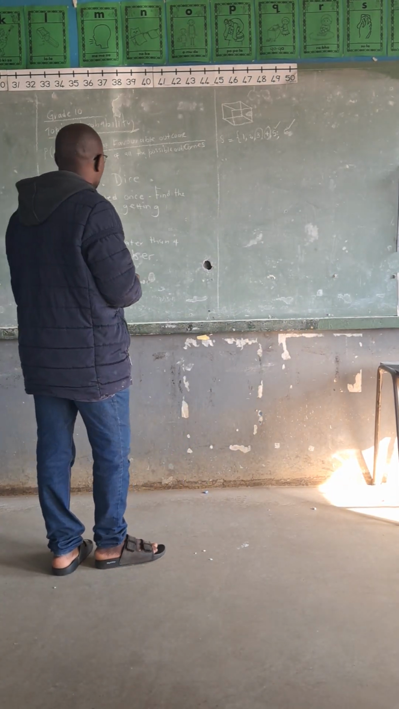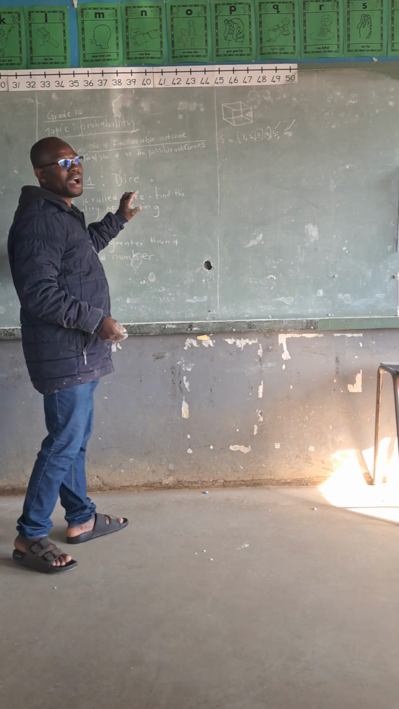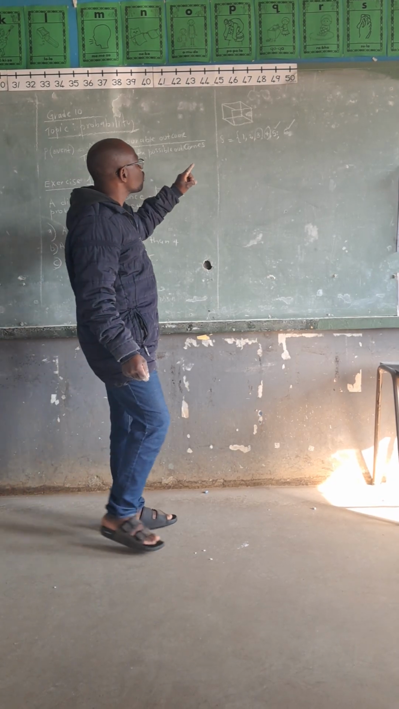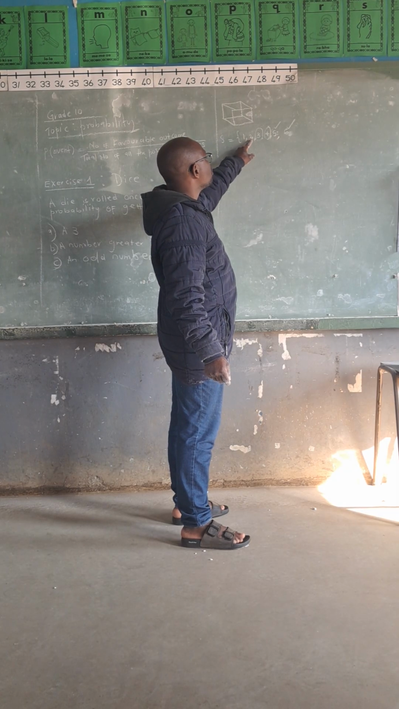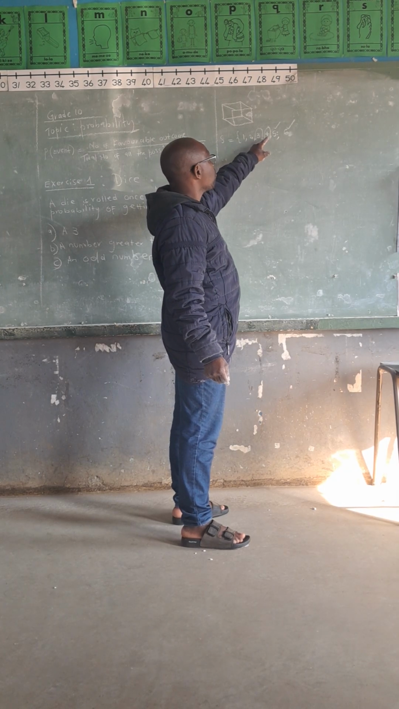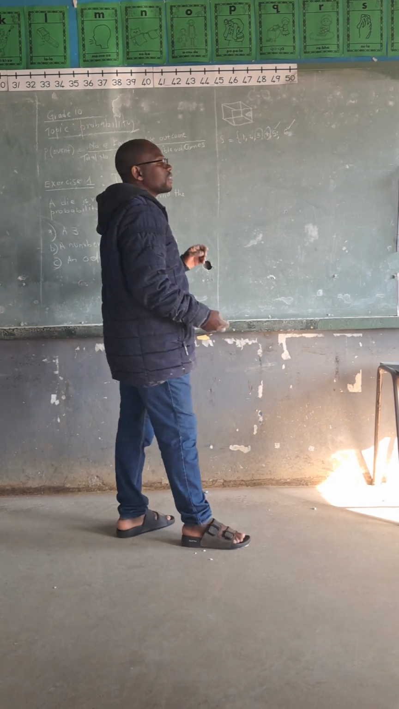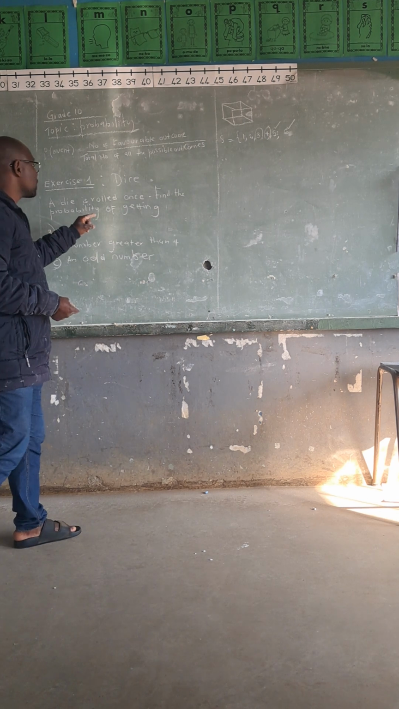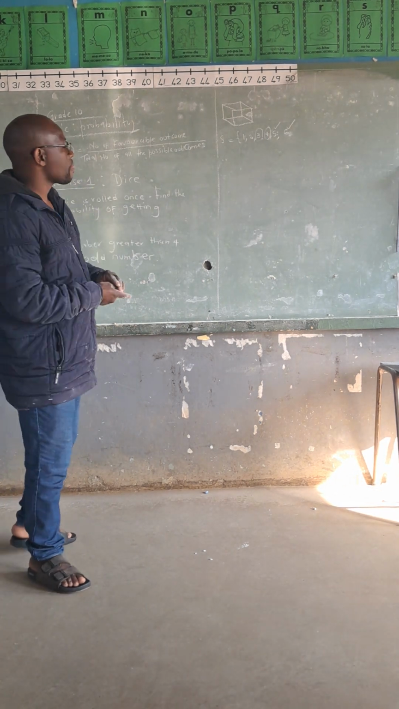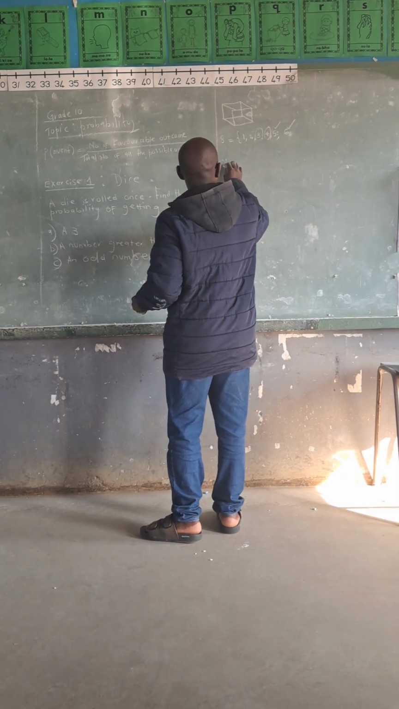Then, when you're rolling a die once, the sample space is equal to 1 or 2 or 3 or 4 or 5 and 6. These are the outcomes that we have when you're rolling a die once. Okay, now solution.